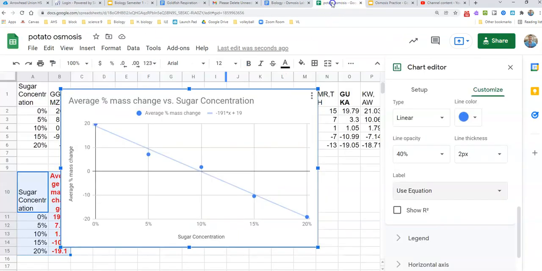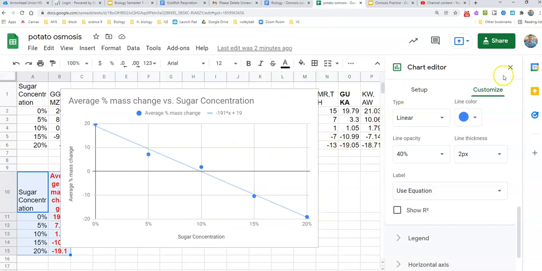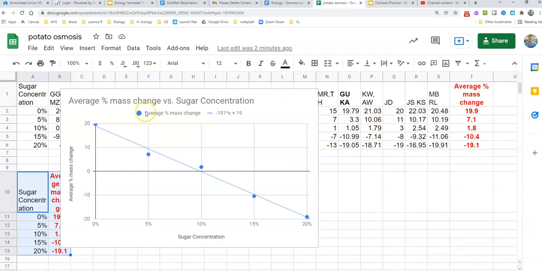So again, this is how you would go through and make your graph for this particular lab. Good luck.